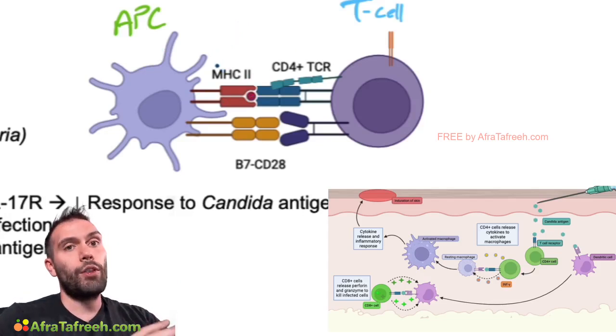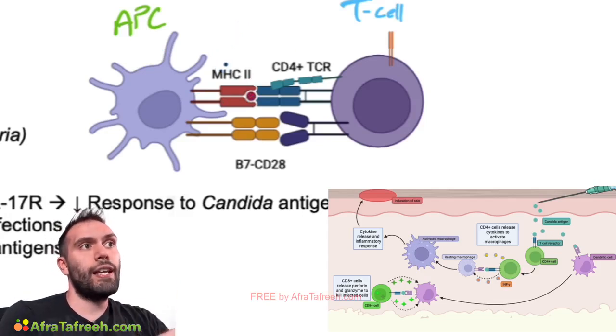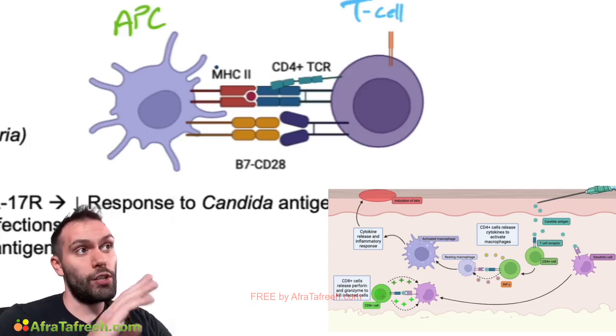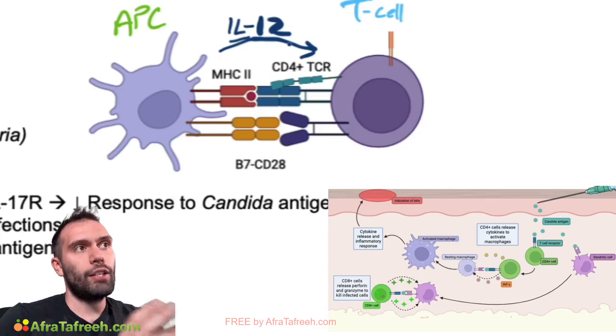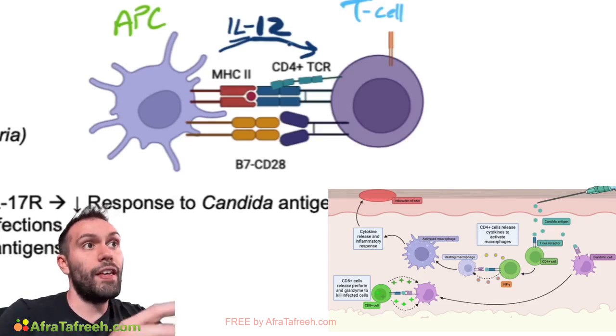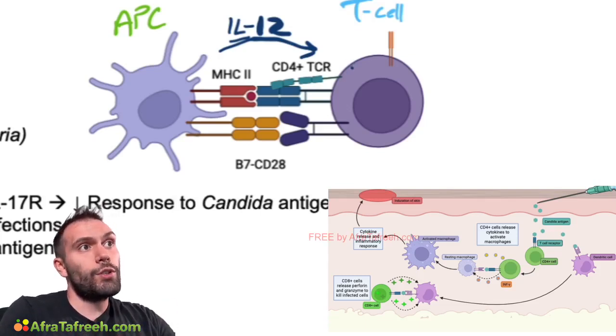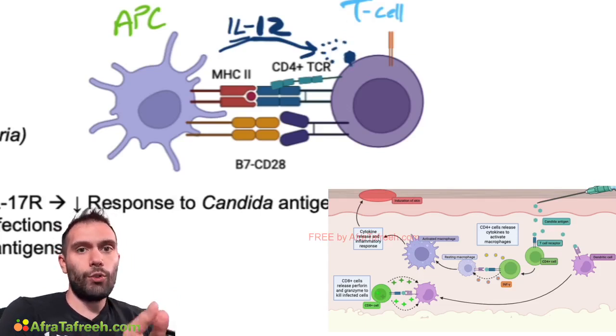And the reason that I'm going through all of this is because if you understand this process, then you can understand what happens in interleukin 12 receptor deficiency. So the macrophage now is going to release interleukin 12, right? We talked about this before. So this macrophage releases interleukin 12 when this binding occurs. So interleukin 12 goes over to the T cell, and if you're going to release interleukin 12, there's got to be a receptor here. So this T cell can bind this interleukin 12.